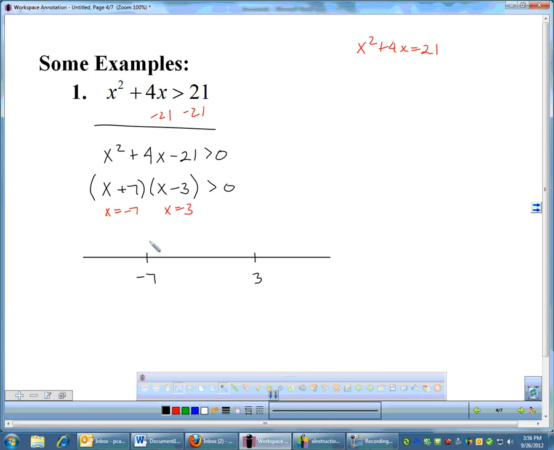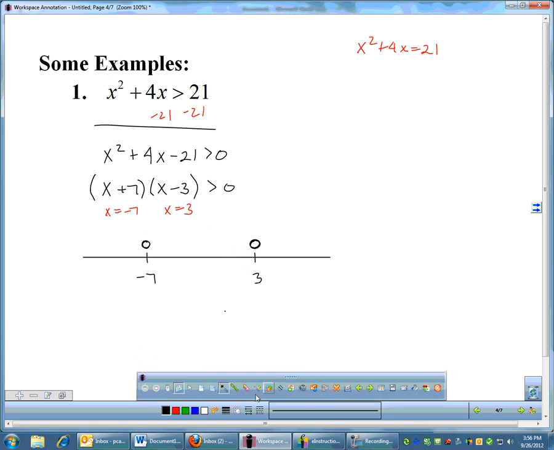And those are x-intercepts. Roots are also known as zeros. So I'm going to put a 0 above these. And what that 0 means is if I plug 3 into my equation, 3 plus 7, which is 10, and 3 minus 3, which is 0, if I plug in 3, I get 0 for the equation. That's why I put a 0 up there. And that's pretty important, so make sure you put those zeros there.